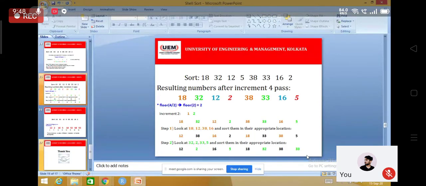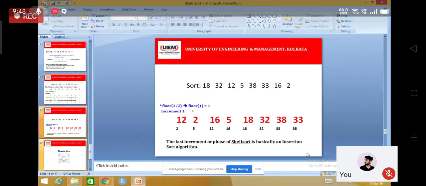So 12, 2, 16, 5, 18, 32, 38, 33. Individually, if you look at both the sets, you will find that 12, 16, 18, 38 are in the proper position. 2, 5, 32, 33 are in the proper position. So now you have only one pass. If I do 2 by 2, this will be 1, and at this phase, the way things will be arranged, this is your final result.